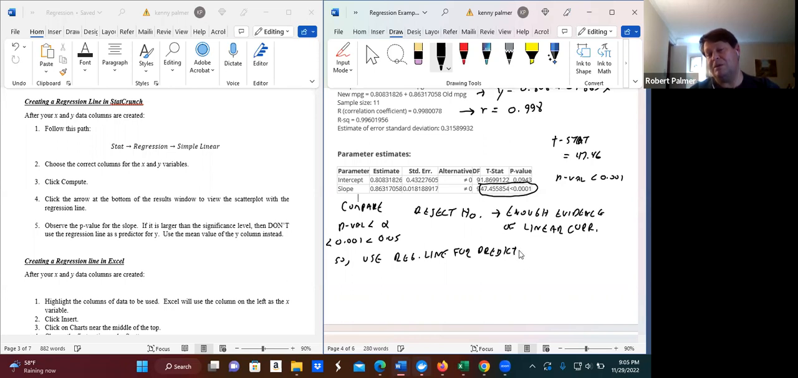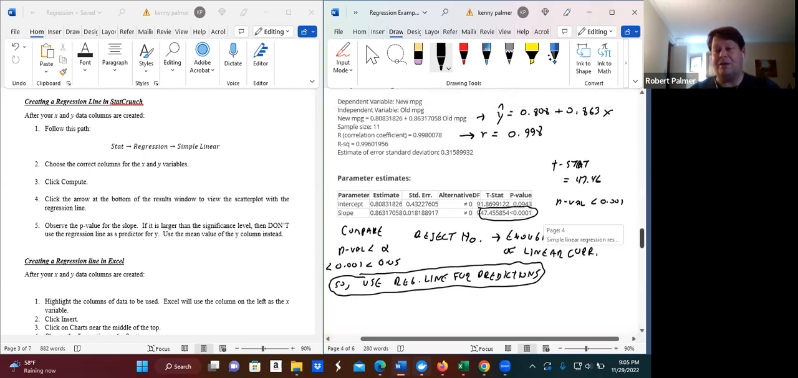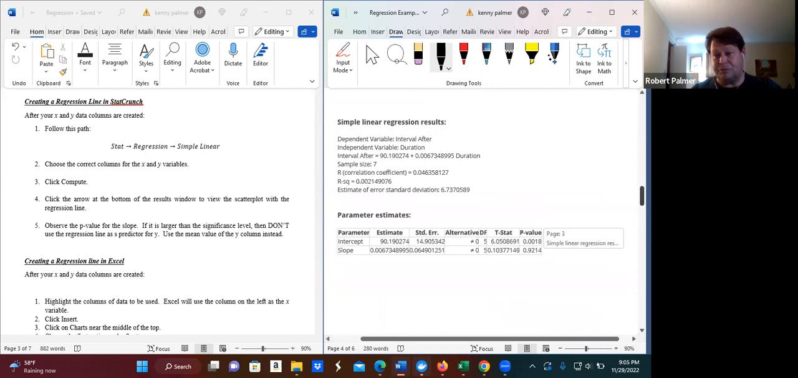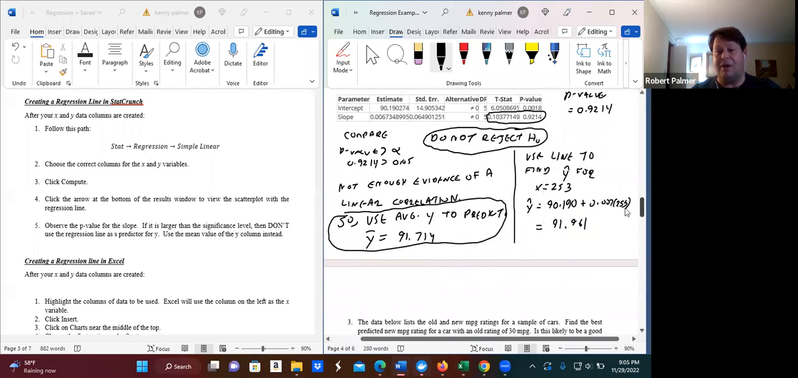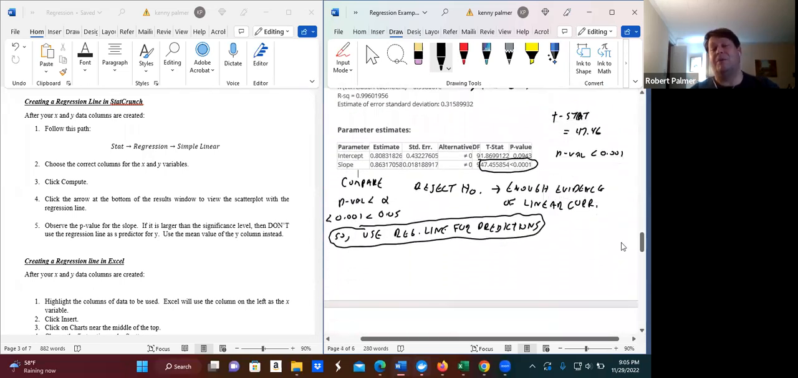Remember, we said that because we had enough statistical evidence of a linear correlation, that means it's reasonable to use the regression line to make predictions. Okay, remember the previous case that wasn't true. There's not enough evidence of a correlation, so in that case we predict using the mean value of the y's, just the y's. In this case, there's enough evidence to say we can use the best fit regression line.